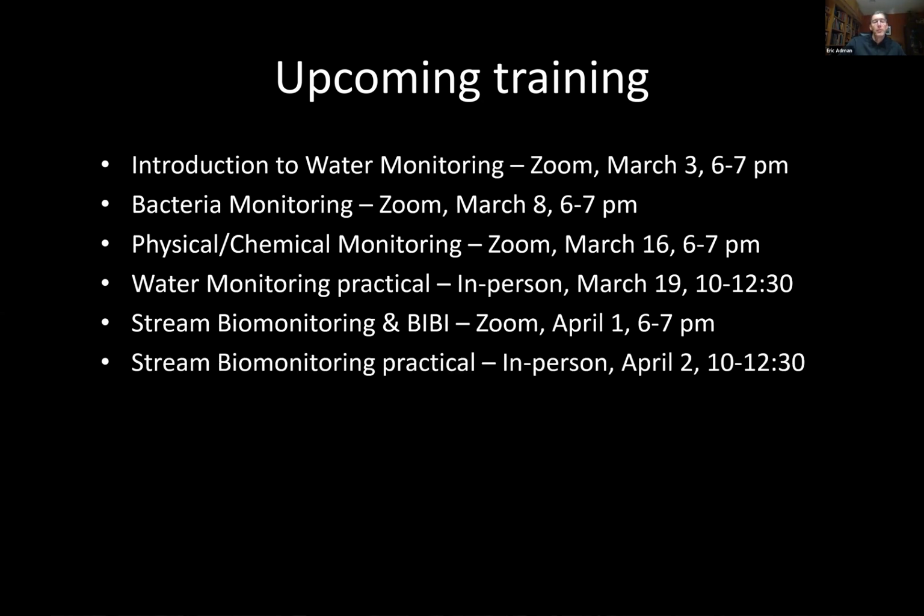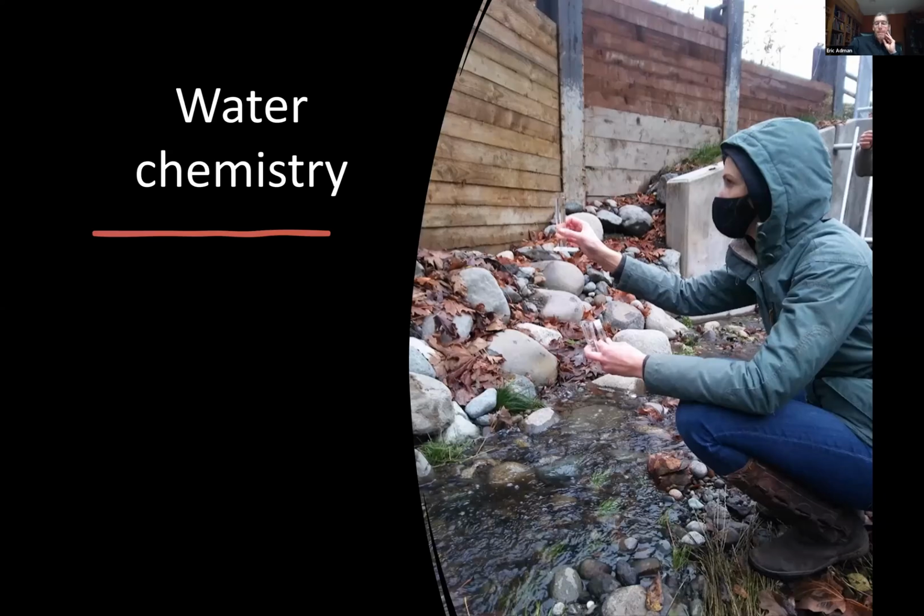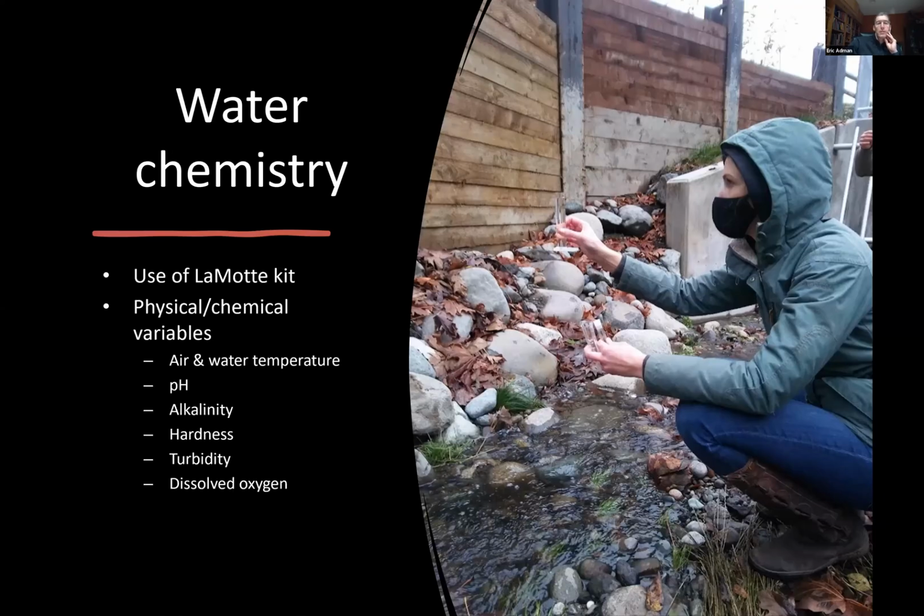So I don't know if everybody has had stream biomonitoring, for instance. Probably most people haven't had BIBI. And I think I will talk about what each of these are. So water chemistry is use of the Lamont kit. So everybody's pretty familiar with that one. This is the physical chemical class, air and water, pH, et cetera, et cetera. So this is something that we're going to do as a Zoom class and then an in-person class. And I'm actually scheduling 2 in-person sessions for this one. I should go back to the whole schedule at the end here.